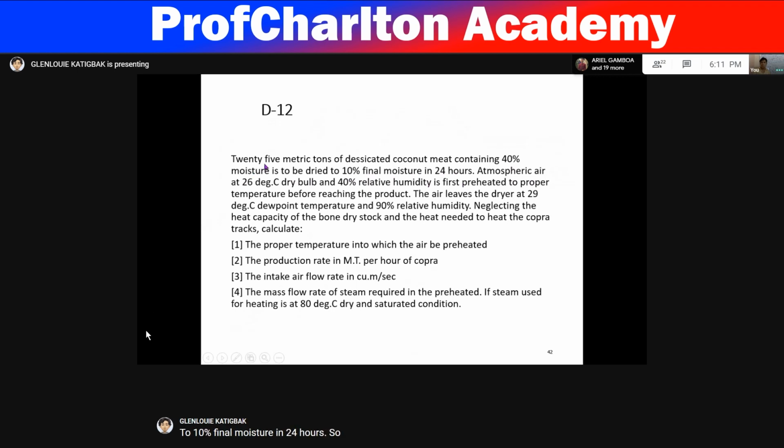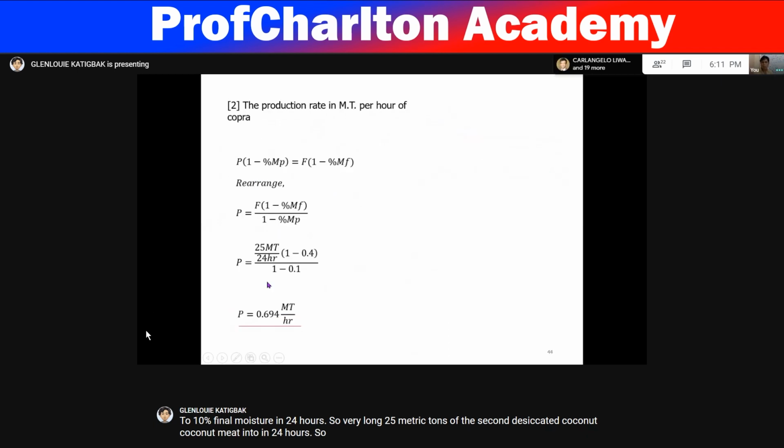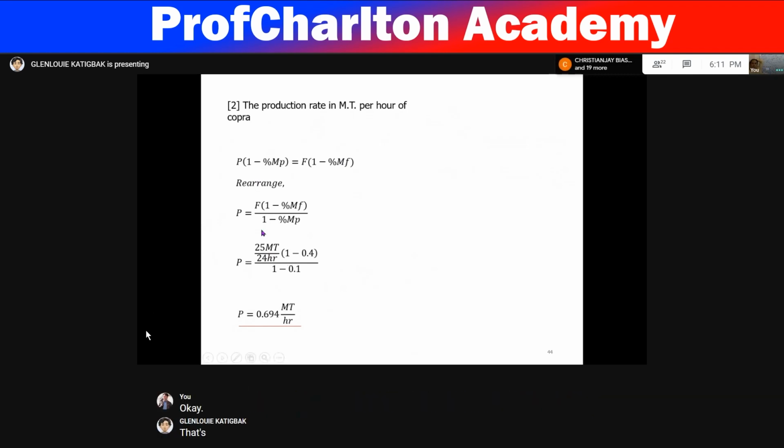So meron kang 25 metric tons of desiccated coconut meat in 24 hours. So ito yun, 25 metric tons all over 24 hours. Okay. Tapos substitute lang yung value. Ito, 40%. Kasi nga, mass of feed, mas malaki yung percentage niya. Tapos yung mass ng product, percentage ng moisture ng product is 10% lang.